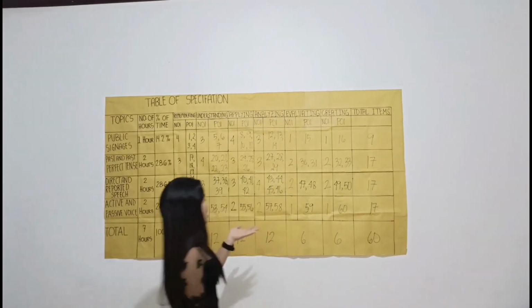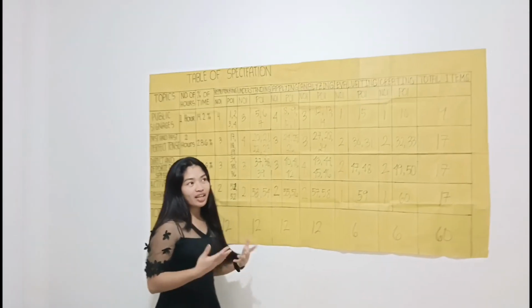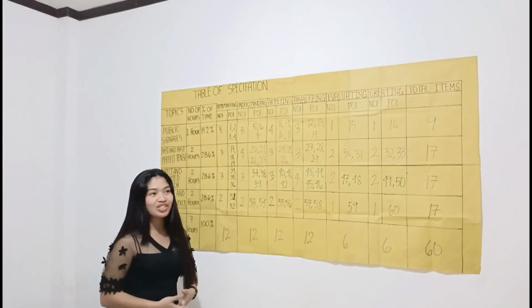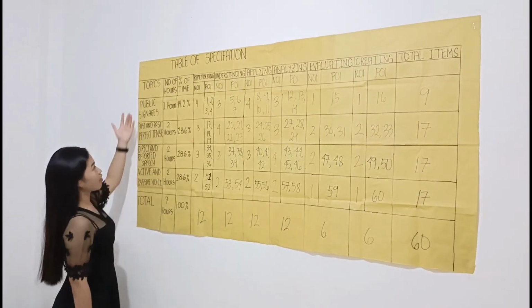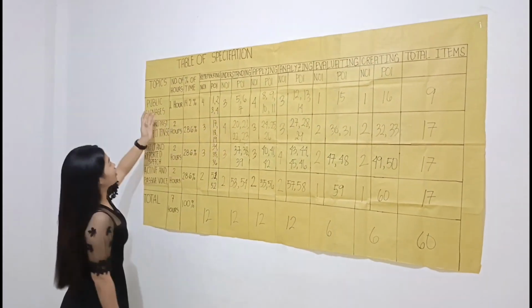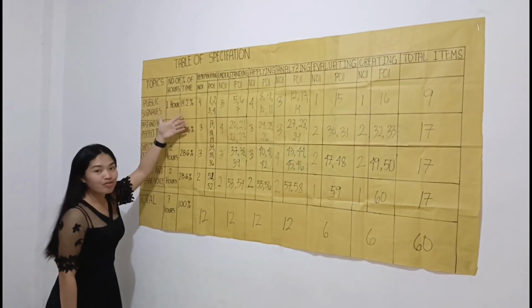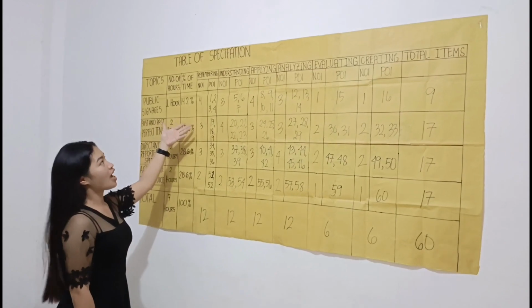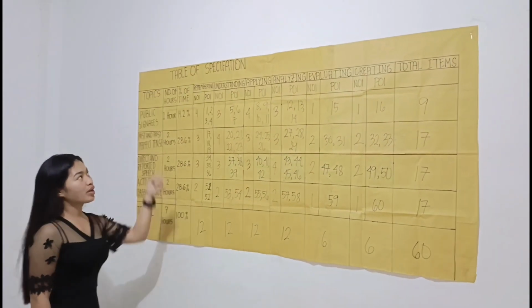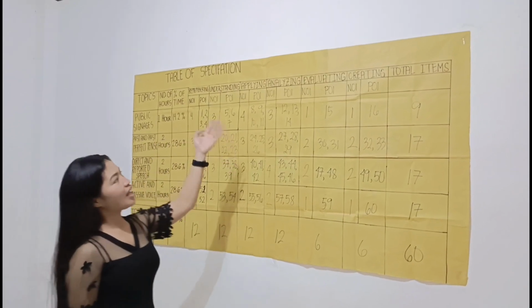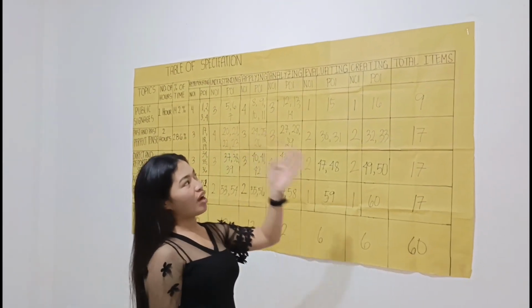So behind me is our table of specification for the fourth grading examination in English 8. In this table of specification, we have rows which have topics, number of hours, percentage of time, and the Bloom's taxonomy, which are remembering, understanding, applying, analyzing, evaluating, creating.